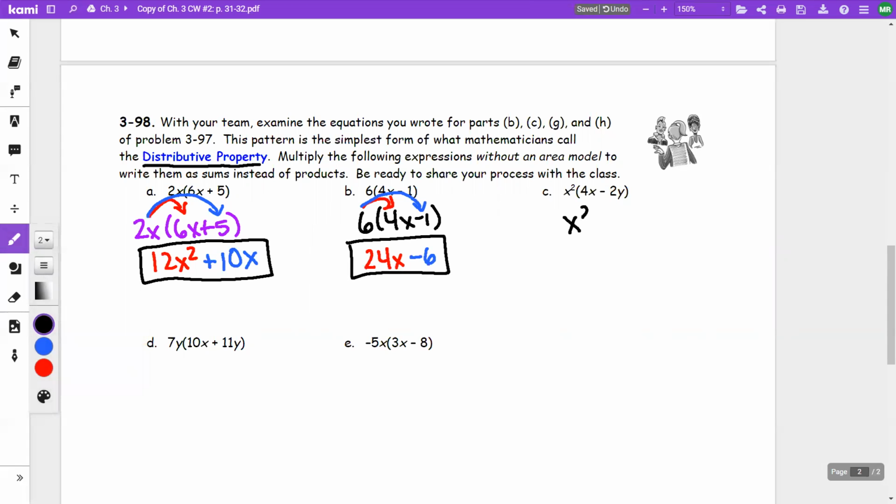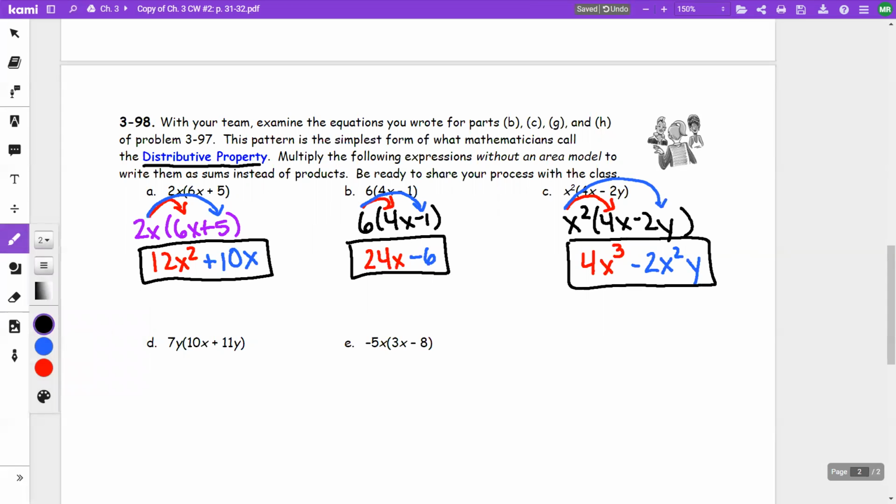On C, let me just rewrite it. X squared times 4x minus 2y. Okay, so I'm going to take x squared times 4x. You've got to be careful here. This is going to be a 4x to the third. I'm going to take x squared times a negative 2y, and that's going to be a negative 2x squared y. And that's your answer. Okay, we can do this with a box, but if you have a 1 by anything, it's really distributive.